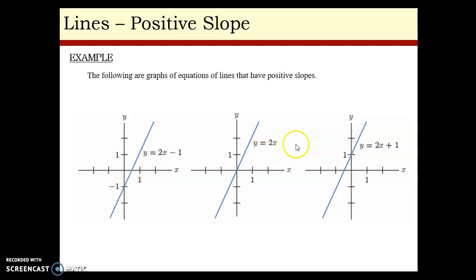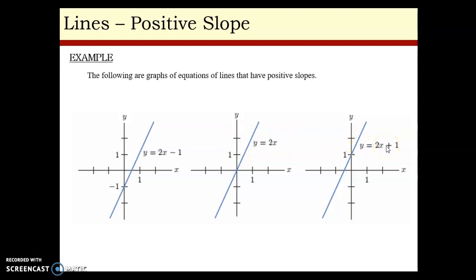y equals 2x. So there's no y-intercept there, so that means it's probably going to be 0. Right here's where it hits the y-intercept. 2 over 1, so you go up 2, over 1. That's how we find the slope, rise over run.